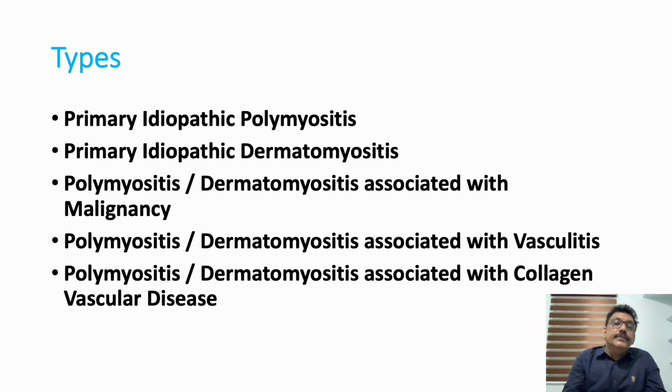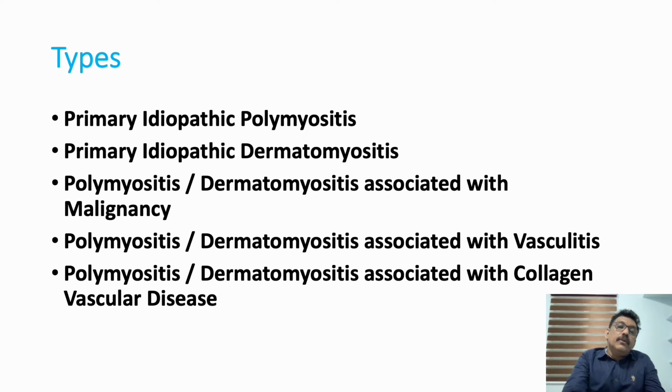Now, if you see the classification of polymyositis: primary idiopathic polymyositis, that means there is no association with other autoimmune diseases or malignancies. Primary idiopathic dermatomyositis; polymyositis dermatomyositis associated with some malignancy; polymyositis dermatomyositis associated with vasculitic disorders; polymyositis dermatomyositis associated with collagen vascular diseases like SLE, scleroderma, all these things. So there are 5 categories. In that, primary is one, and secondary you can see in malignancies, vasculitis and collagen vascular disease.